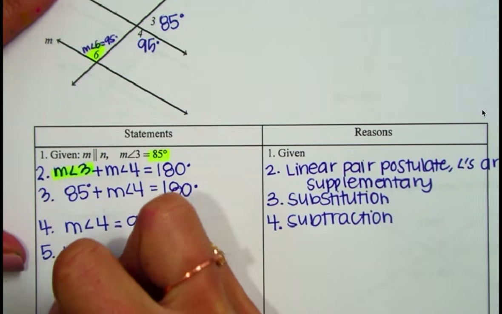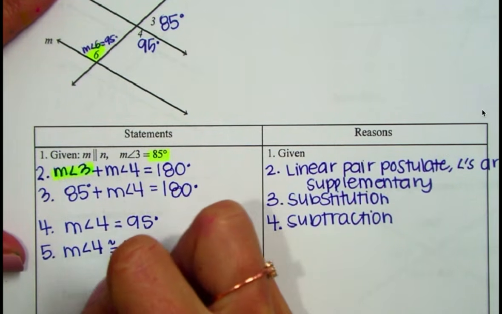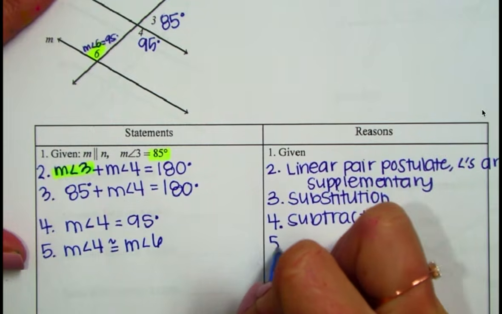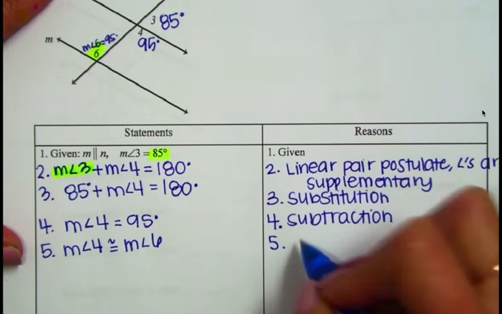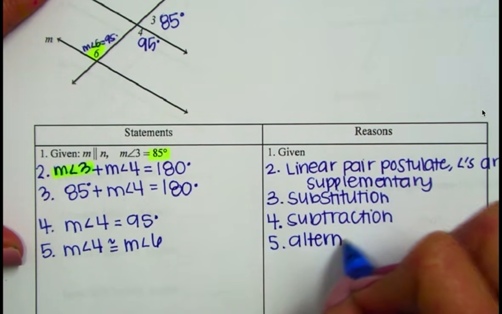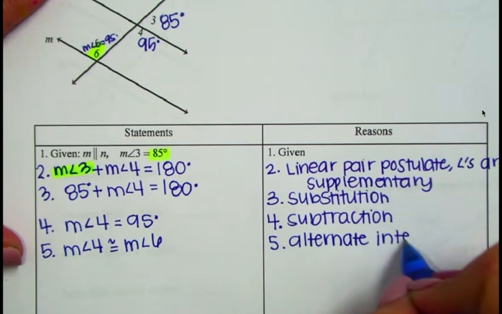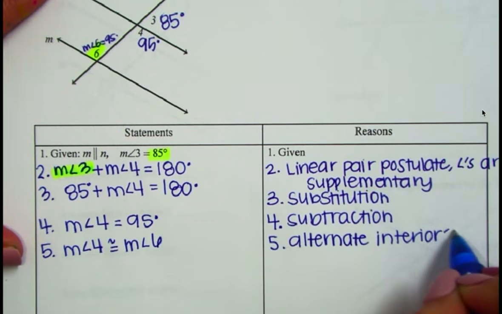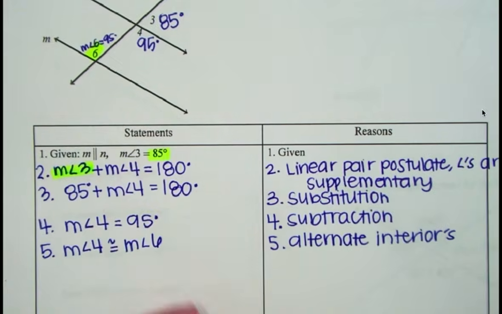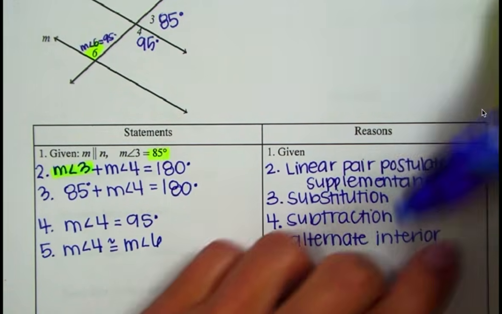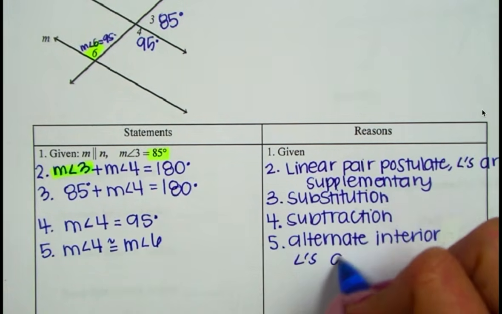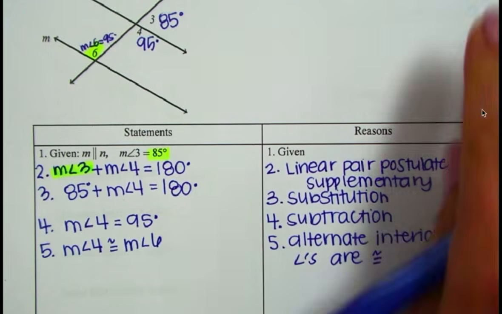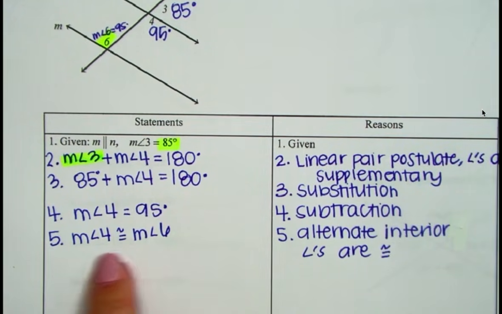So the measure of angle 4 is congruent to the measure of angle 6, and that is because they're alternate interior angles, and alternate interior angles are congruent. That's how we were able to set up this right here.